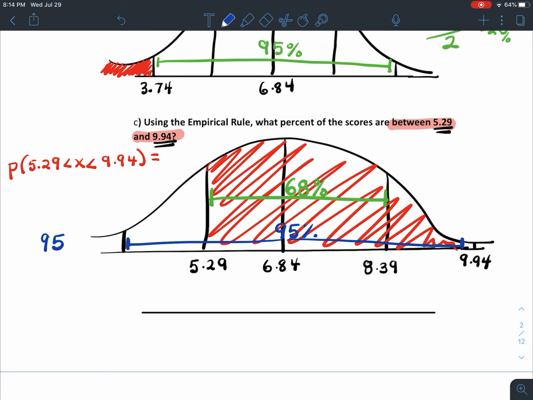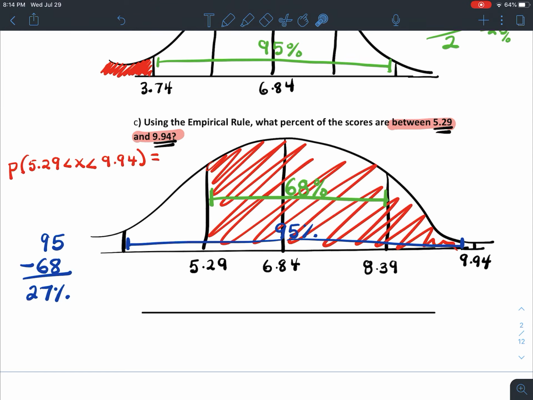So if we do that, 95% of the data, okay, and let's see here. We want to subtract 68%. What this 27% represents is the amount right here that we're interested in and the amount over here that we're actually not interested in.